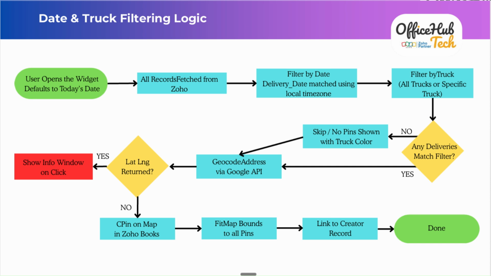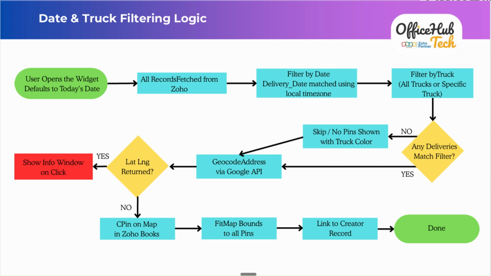The date filter compares the delivery date field from each record against the selected date range using the user's local time zone. This is important. If you are in Florida and the server is in a different time zone, you want the dates to match what the dispatcher actually sees on their calendar. Then the truck filter lets you either show all trucks at once or narrow down, since a dispatcher who only manages one truck doesn't need to see everyone's deliveries.